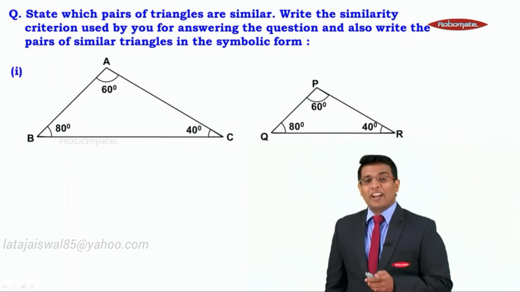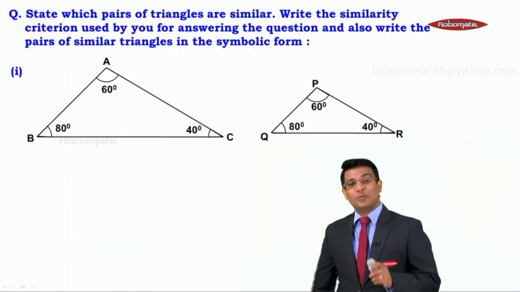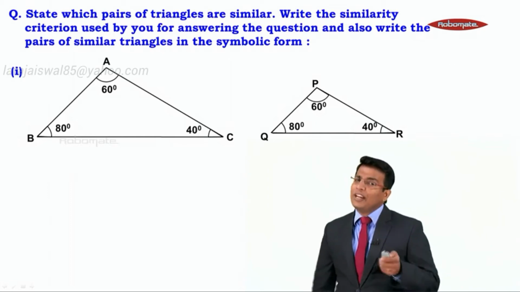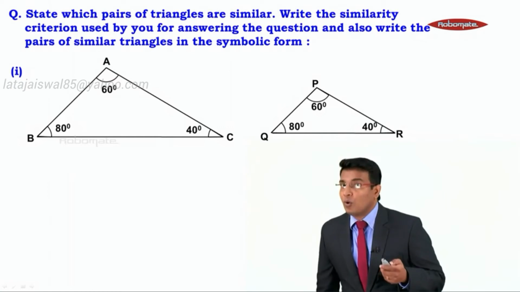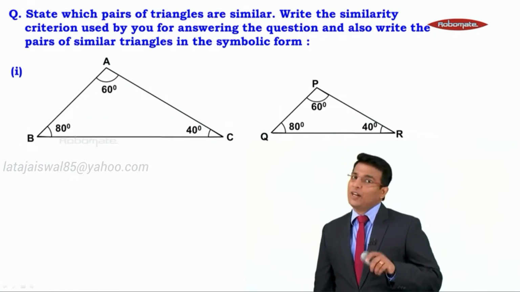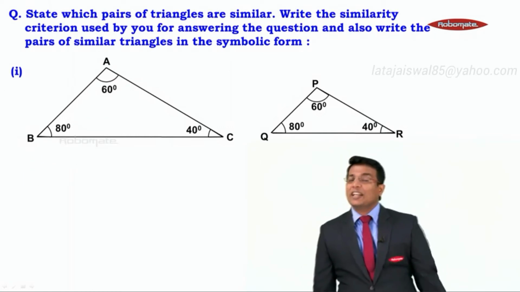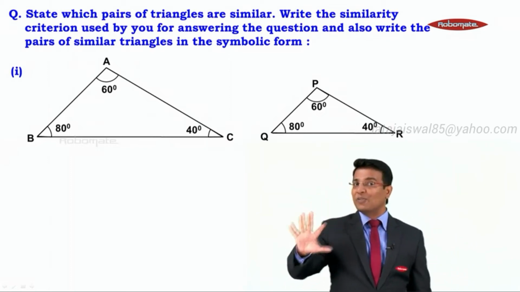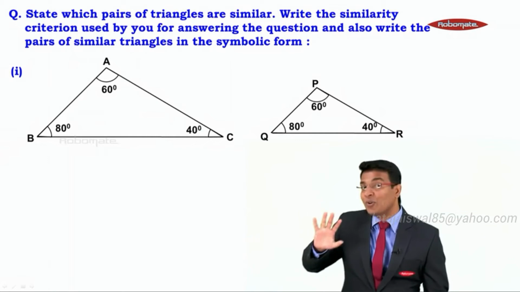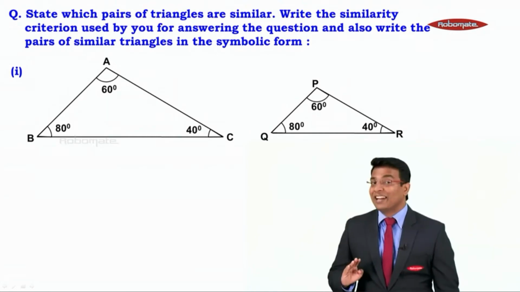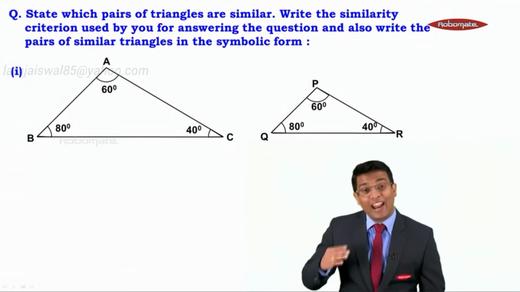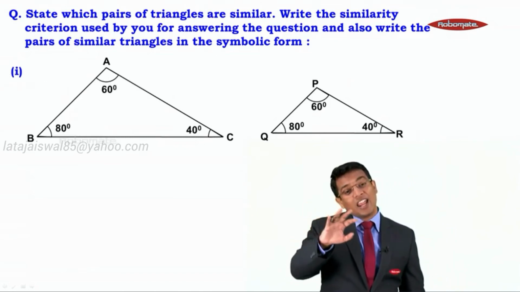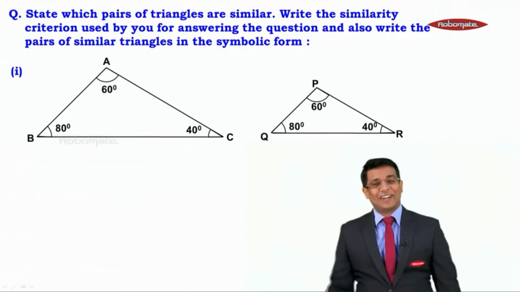For this, first we have the first question. First we need to say which pairs of triangles are similar. Are they similar? We need to check that. Then we need to know by which criteria, and we need to write that they are similar. First let's check. If you look at these two triangles, we have only information about angles given to us. So there is no information about sides. So the second one, that is SSS criteria, is gone, and SAS is also gone. So we have to focus only on the first one, that is AAA, or we say AA criteria.